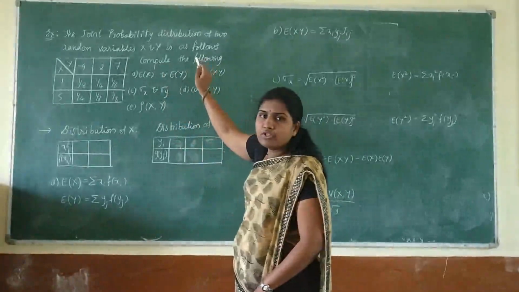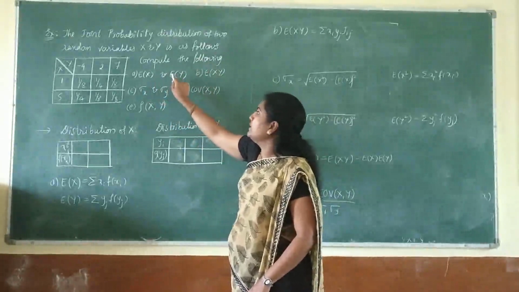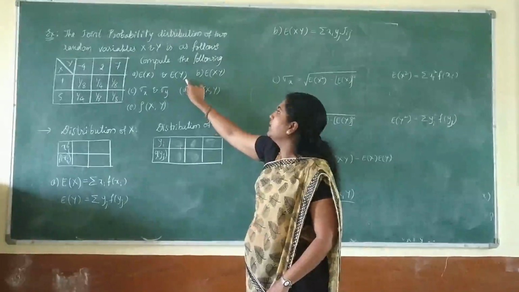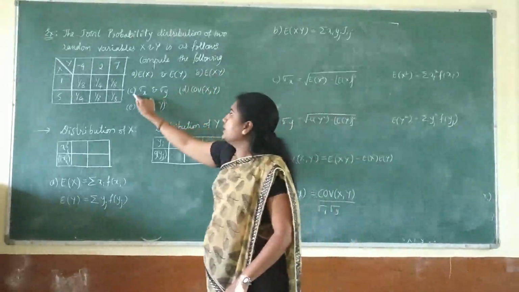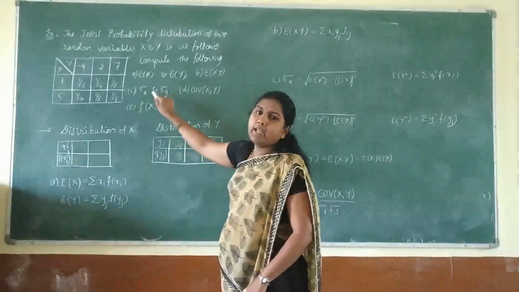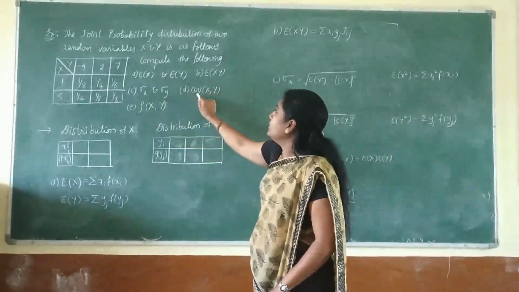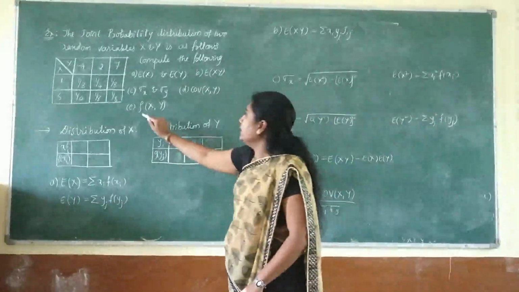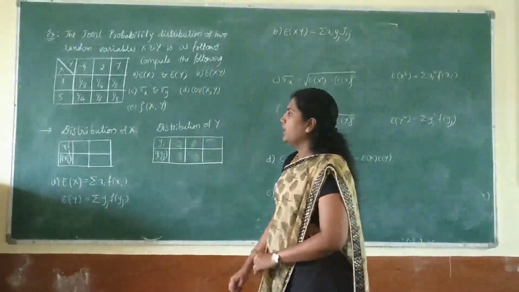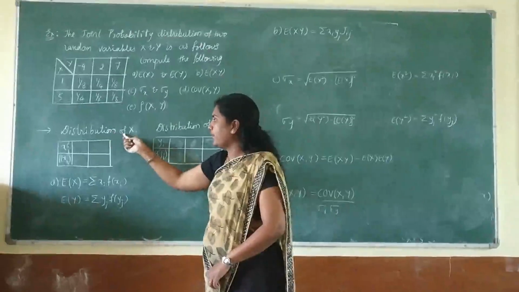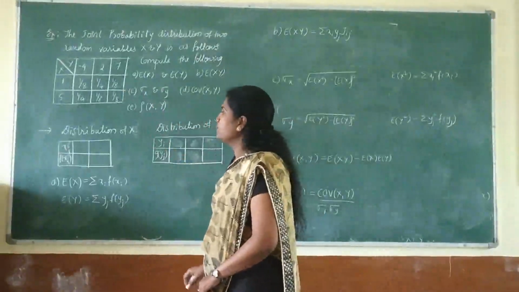Next here we have the question. Compute the following. First one, E of x, expectation of x, and E of y, expectation of y. Second one, E of xy, expectation of xy. Next third one, sigma x, sigma y, nothing but the standard deviations of x and y. Fourth one, covariance of xy. Fifth one, correlation of xy. Rho is nothing but correlation. Next, first we will find the distribution of x and the distribution of y from the given table. First we will find the distribution of x.